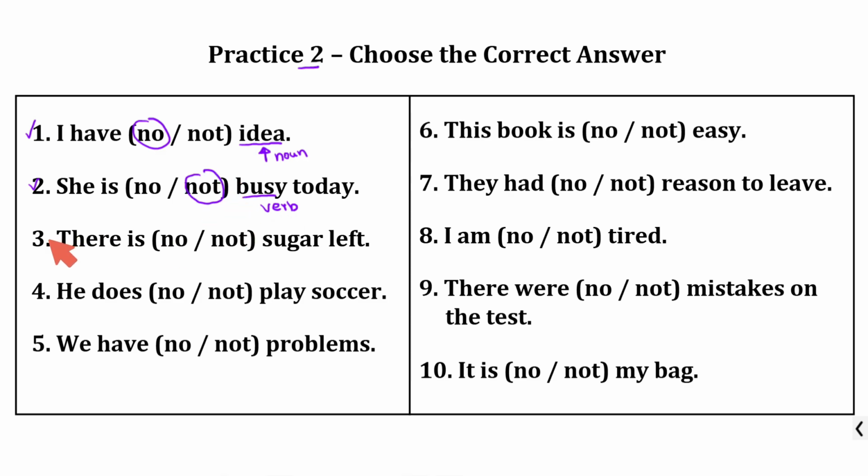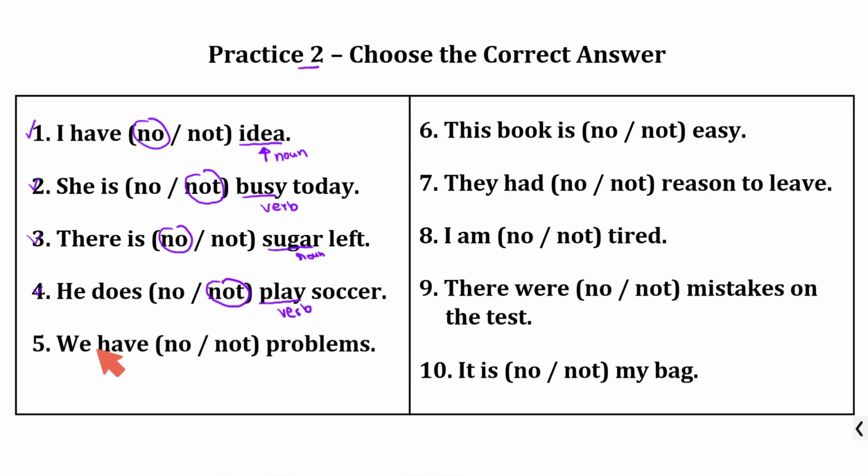Number three, there is no or not sugar left. This word here, sugar, this is a noun. Therefore, we circle no. There is no sugar left. Number 4. He does not play soccer. Play soccer. It's a verb. So let's make it negative using not. He does not play soccer.